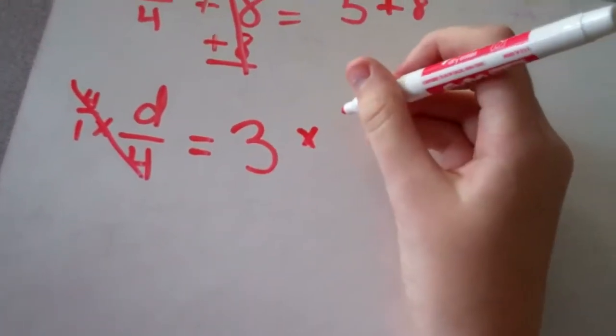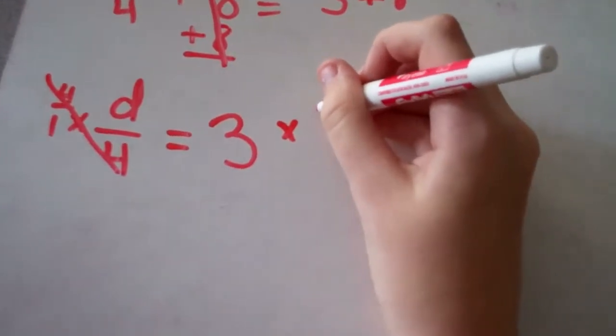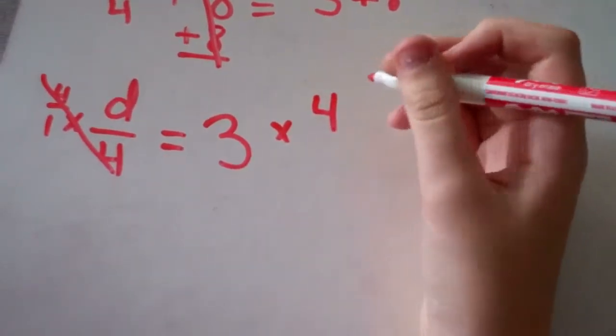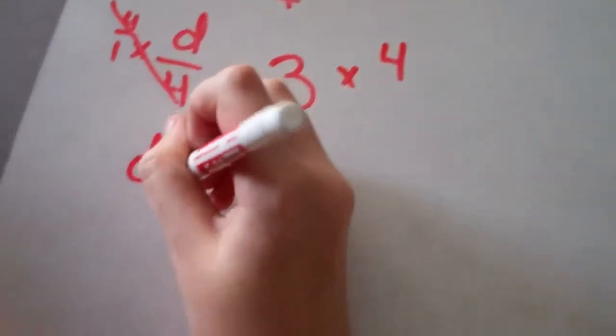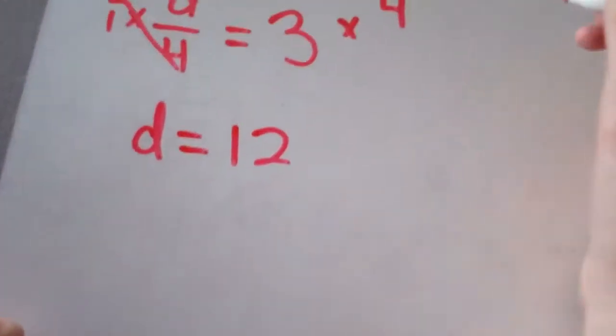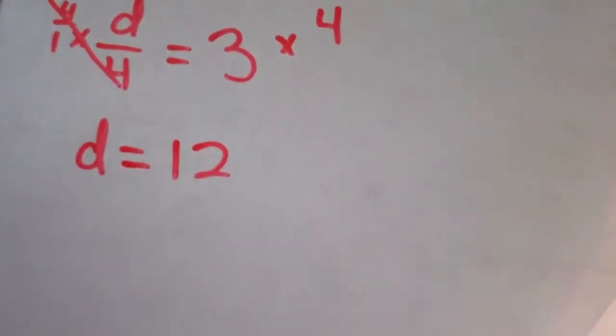And by multiplying the side with the variable by 4 on the equation, I will do that to the side with my 3 on. My answer is d equals 12.